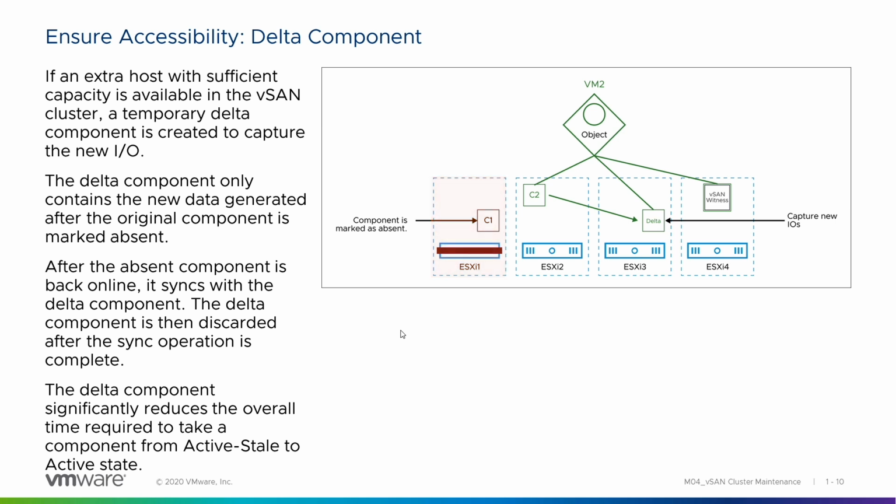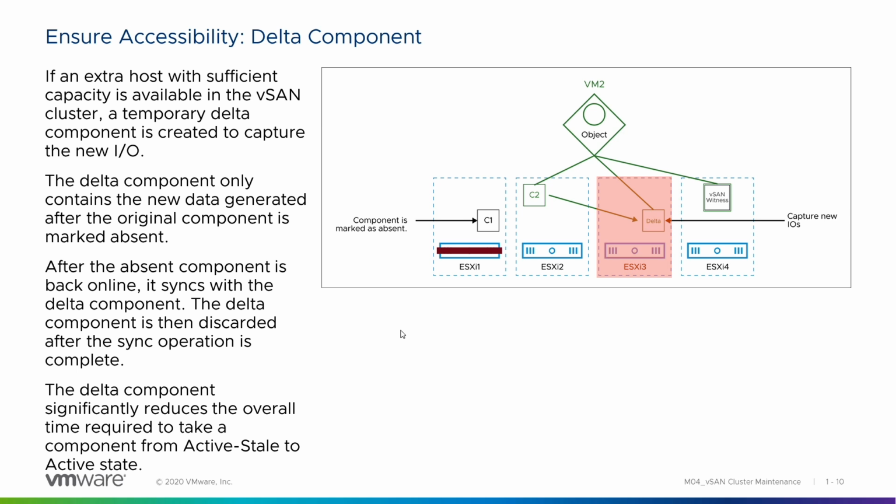Now, let's talk about 7.0 update 1. We have, in this case, 4 servers. You can see the VM is a two-way mirror. So we have 2 submirrors. You put this host in maintenance mode. So this is obviously absent. What the system does now, in another host, it creates a delta component. So as you're going through changes, this copy is being updated, but the changes also go in the delta.